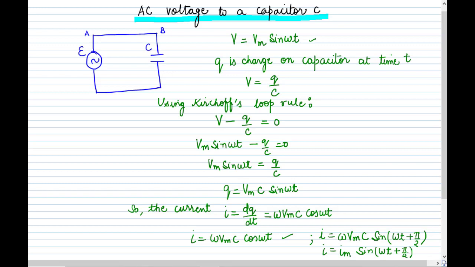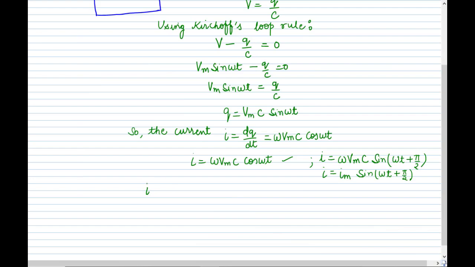So now we have both equations in sin omega t. V is equal to Vm sin omega t and I is equal to Im sin omega t plus pi by 2. That means I is having plus pi by 2. So I is leading the voltage with a phase difference of pi by 2. And the value of Im is omega Vm C. So here we have substituted Im as omega Vm into C.